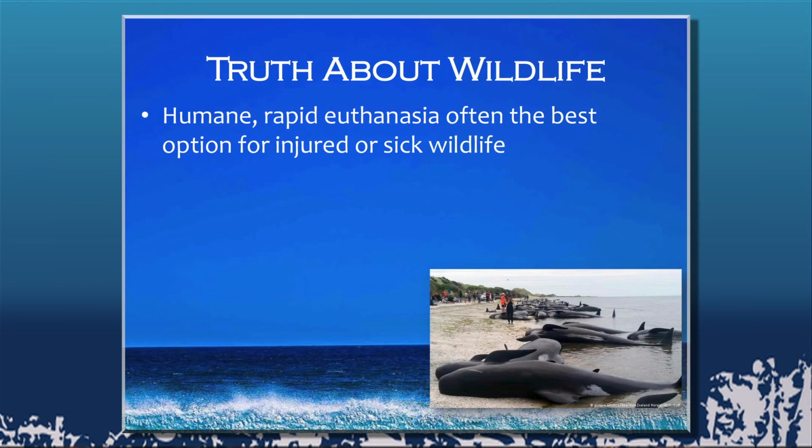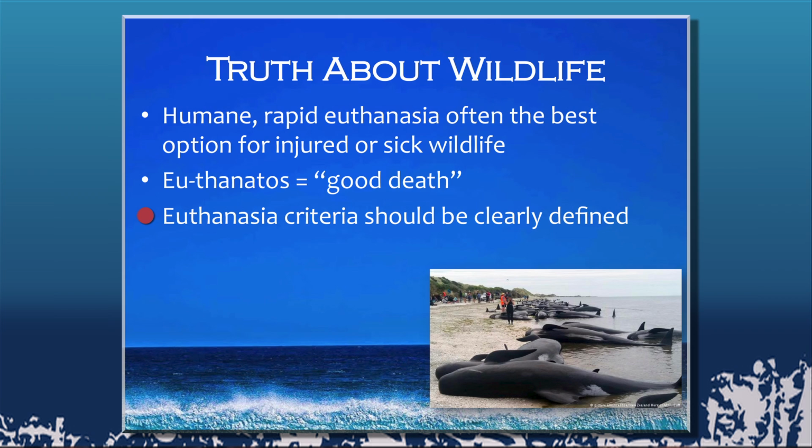So the truth about wildlife is that humane rapid euthanasia is often the best option for injured or sick wildlife. Euthanasia stems from the Greek word euthanatos, which means good or easy death. And the key to ensuring the welfare of individual wildlife casualties is a proven process of triage that enables rapid euthanasia of animals that are considered unlikely to be released back into the wild. Success in this sense may be judged in terms of preventing unnecessary suffering, whereby a high level of euthanasia could be considered successful.